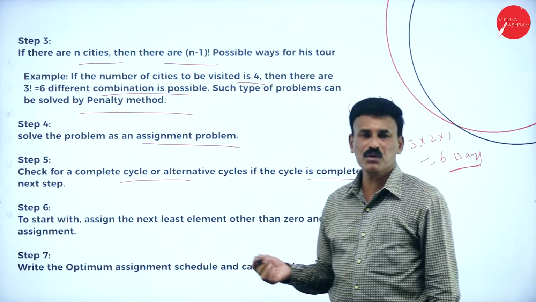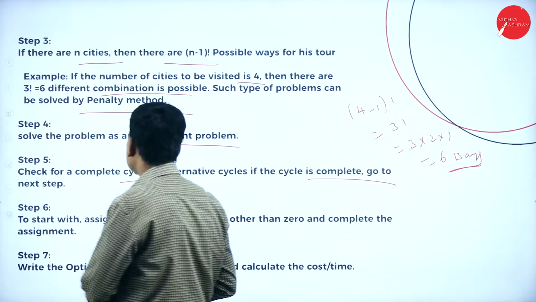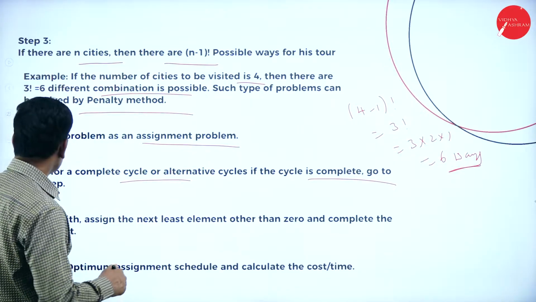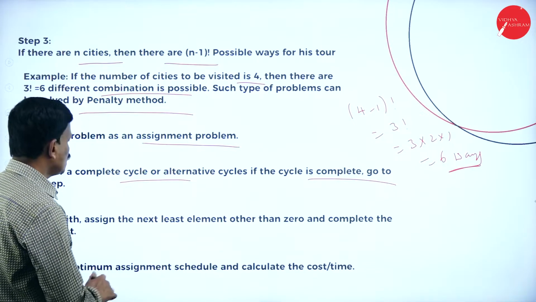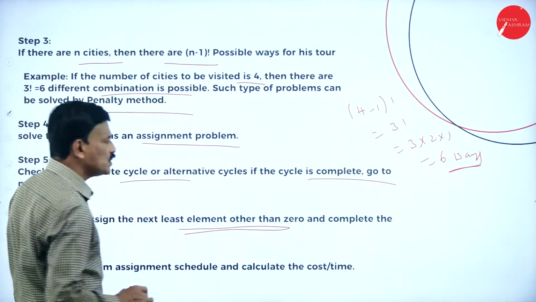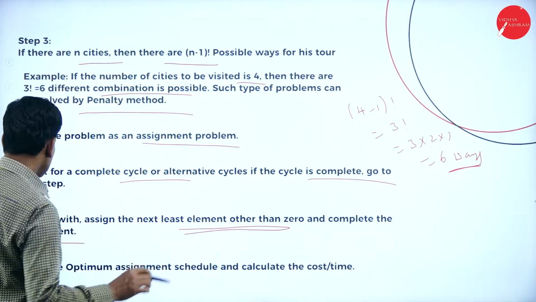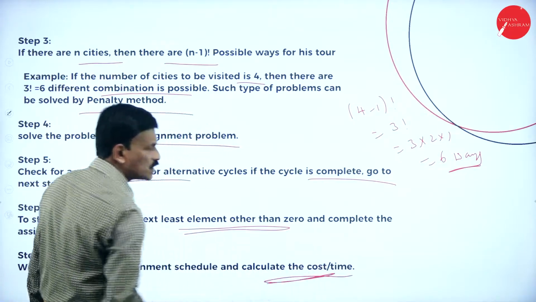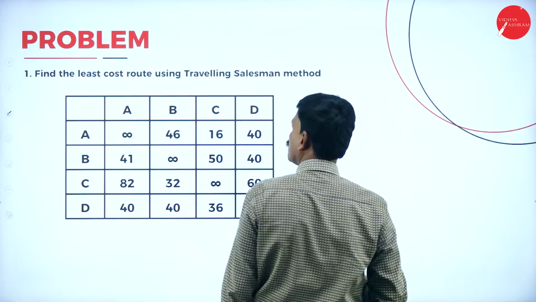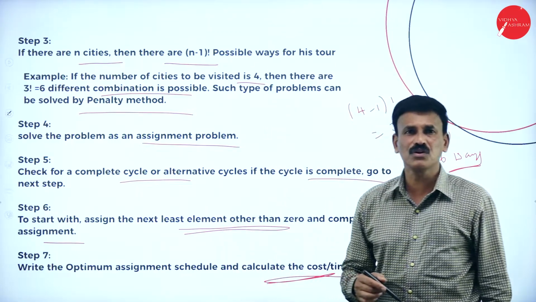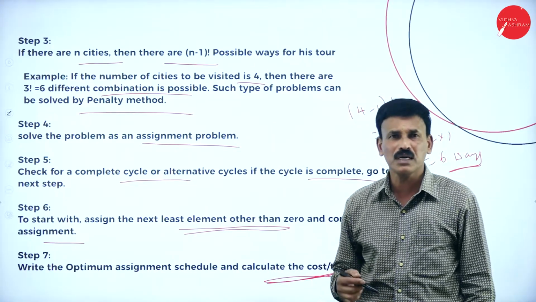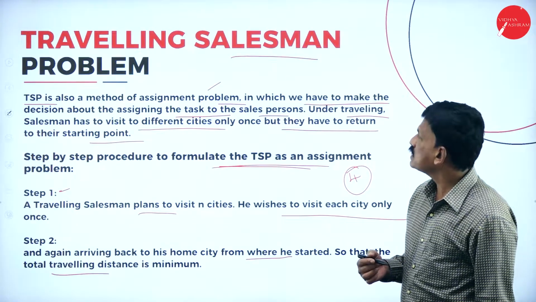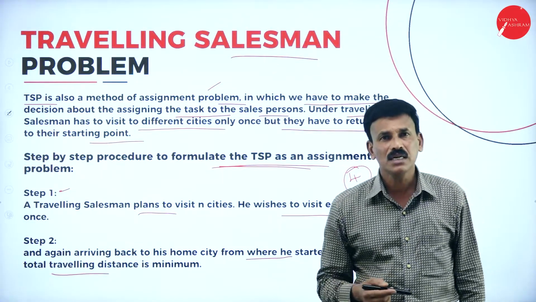As we have solved so many problems in the penalty method, check for the complete cycle or alternative cycle. If the cycle is completed, then we go for the next step. To start with, assign the next least element other than 0 and complete the assignments. Finally, write the optimum assignment schedule and calculate the cost or the time of the given problem. These are the few steps which we are going to follow while formulating and solving the given assignment problem. The salesman's problem is nothing but an assignment problem.